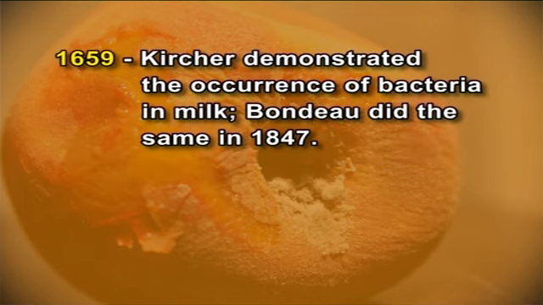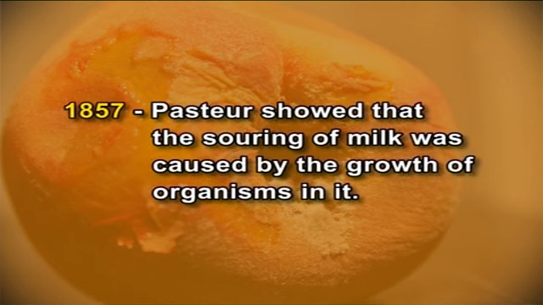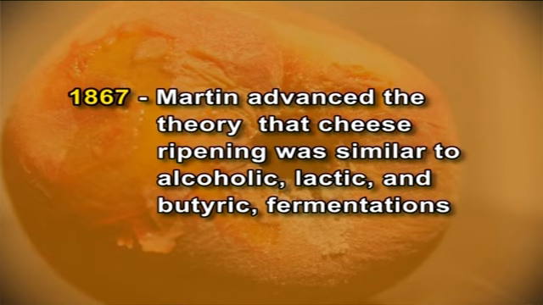In 1659, Kircher demonstrated the occurrence of bacteria in milk. Bondieu did the same in 1847. In 1780, Scheele identified lactic acid as the principal acid in sour milk. In 1857, Pasteur showed that the souring of milk was caused by the growth of organisms in it. In 1867, Martin advanced the theory that cheese ripening was similar to alcoholic, lactic and butyric fermentations.